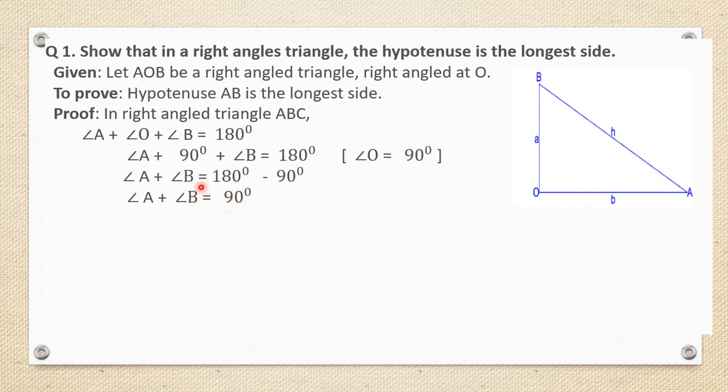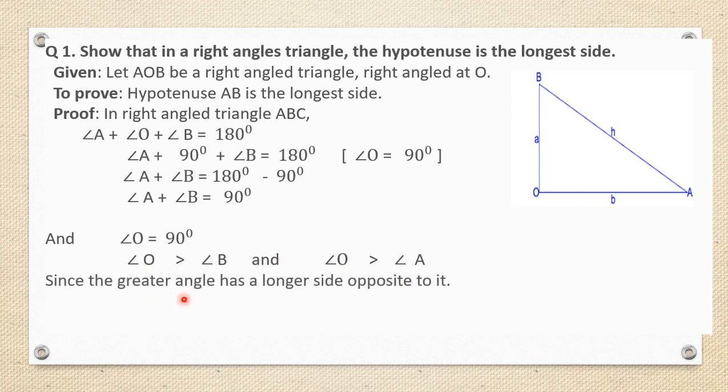Now here we are getting the sum of two angles as 90 degrees, whereas the single angle O is given as 90 degrees. So one angle is 90 degrees and the sum of the other two angles is 90 degrees. So ultimately angle O is greater than angle A as well as angle B. We can write angle O is greater than angle B and angle O is also greater than angle A.